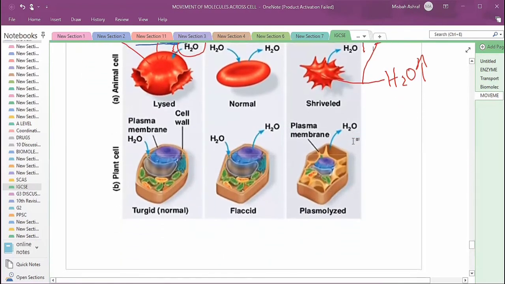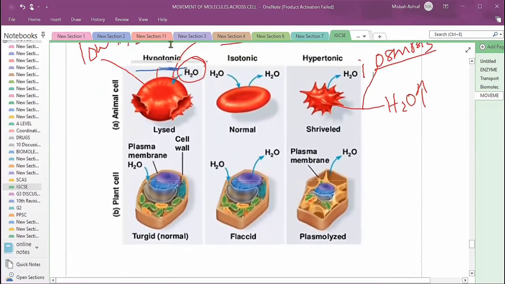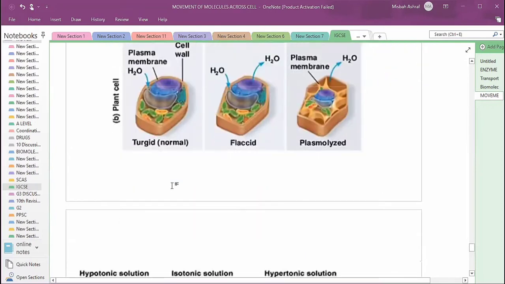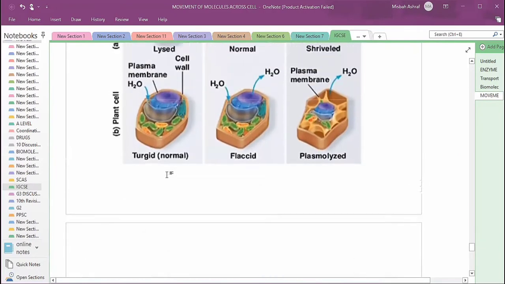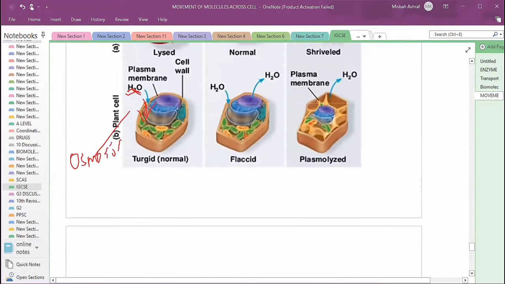Now we are going to see what happens to plant cells if they are placed in these solutions. In isotonic, no change occurs, the cell remains flaccid. Flaccid means normal, right? We are going to discuss hypotonic and hypertonic. If the plant cell is placed into hypotonic solution, what will happen? Because of high concentration of water outside, water moves inside by the process of osmosis, right?